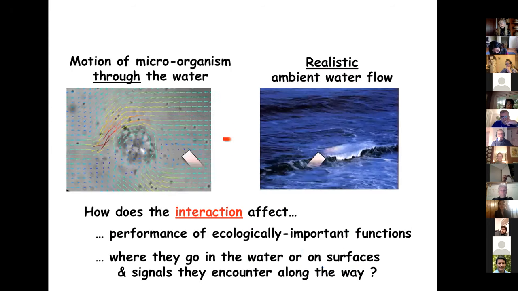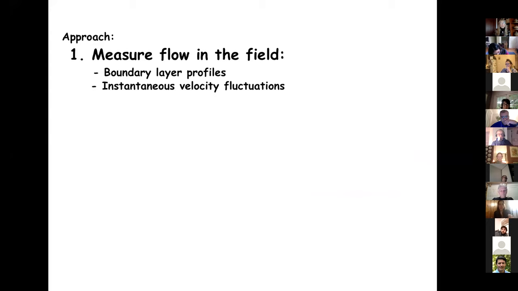But what I'm trying to do, and I think a lot of you are trying to do, is to look at how the interaction of an organism's motion through the water and the surrounding realistic ambient water flow affect their performance of ecologically important functions, and also where they go in the water or on surfaces and the signals they encounter along the way. So the approach that we use to deal with these different scales has a number of steps.